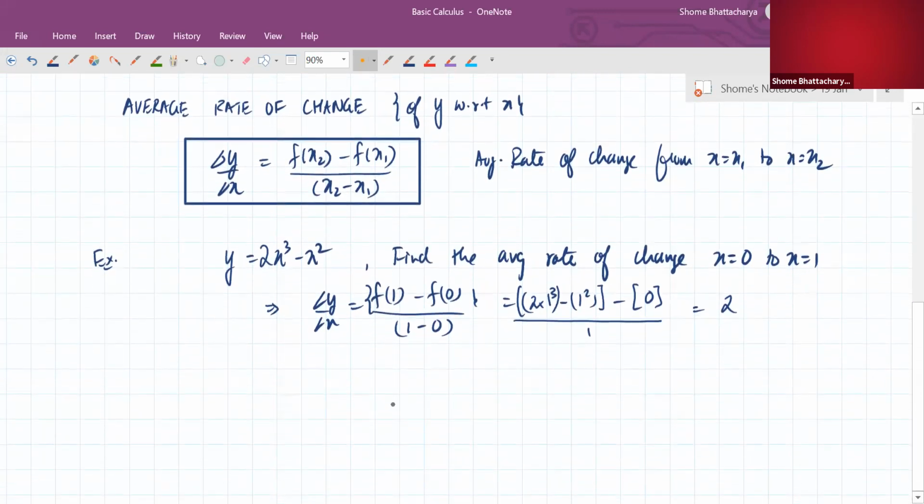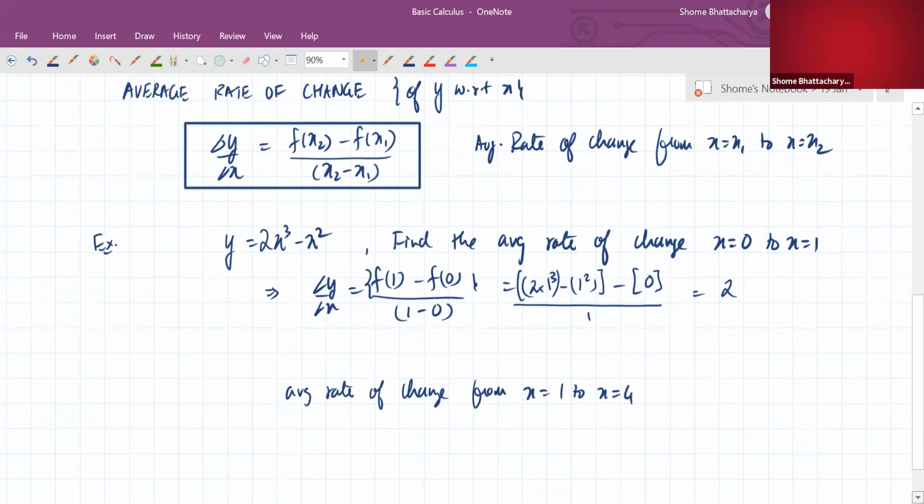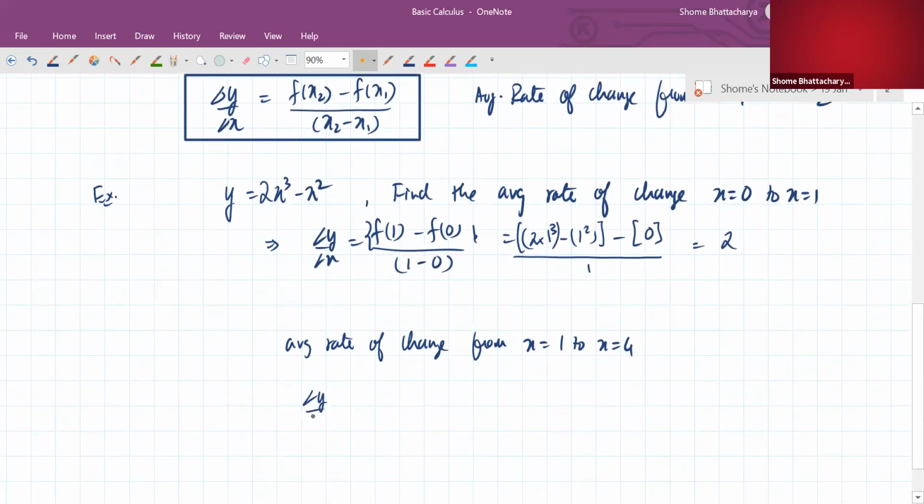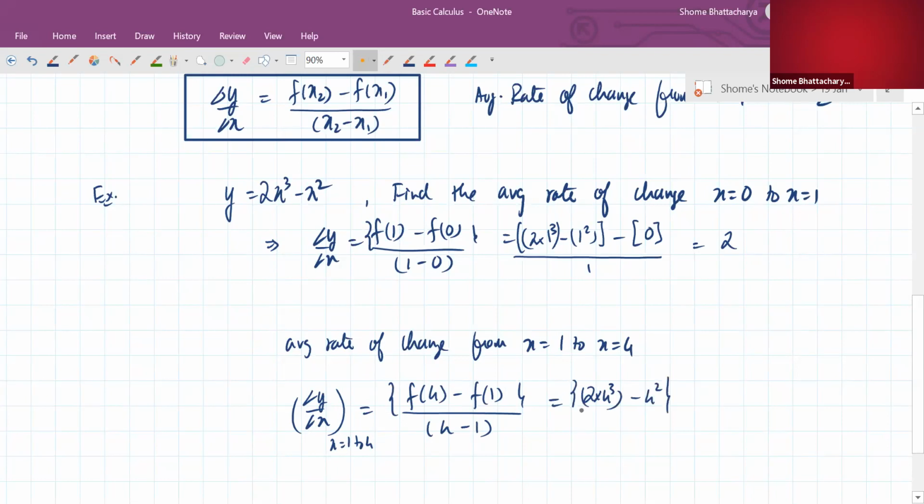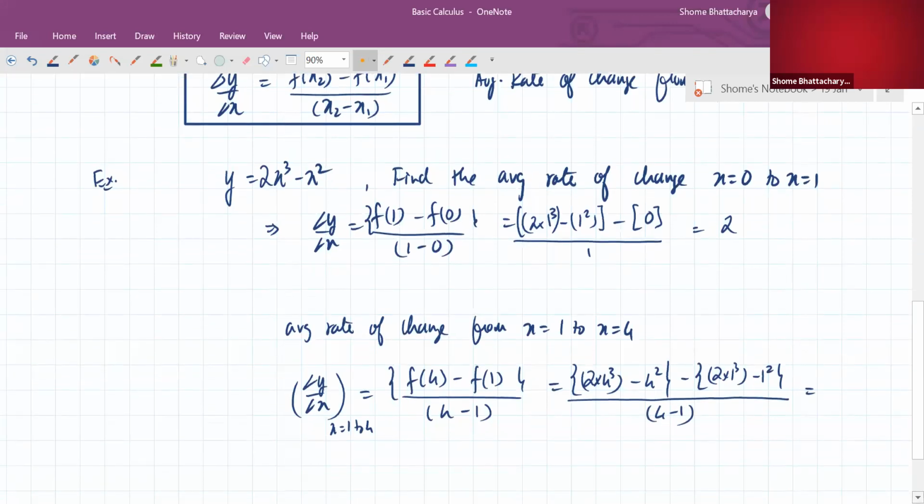Same thing if we wanted to find the average rate of change from, let's say, x equal to 1 to x equal to 4. Okay, now that would be a different value, because we would take x equal to 1 to 4. So this would become the value of the function at 4 minus the value of the function at 1 divided by the change in x. It would be this. So the value of the function at 4, as you can see, will become 2 into 4 cube minus 4 square, minus the value of the function at 1, which is 2 into 1 cube minus 1 square. So that is your delta y in the numerator divided by delta x in the denominator, which is 4 minus 1.